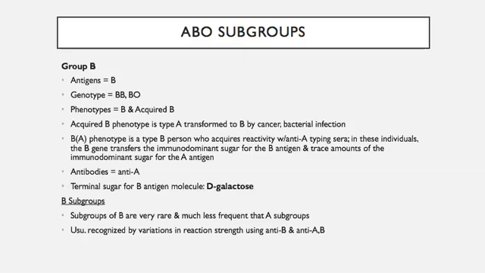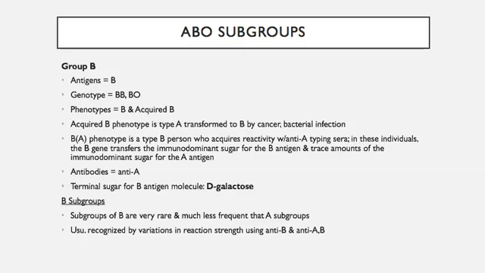Okay, with the B blood group, again, the patient has the B antigen on their red cell. They can genotype as BB or BO. Phenotypes that are possible are type B or acquired B. So acquired B is a phenotype; this is actually a type A person who has been transformed to B either by cancer or bacterial infection.